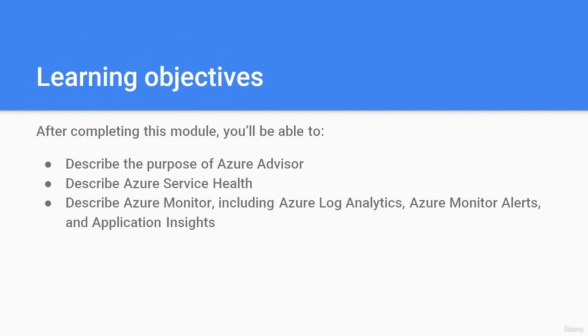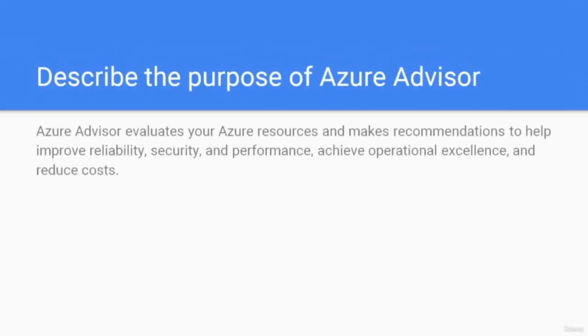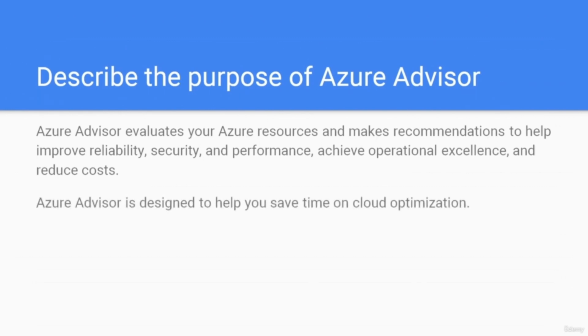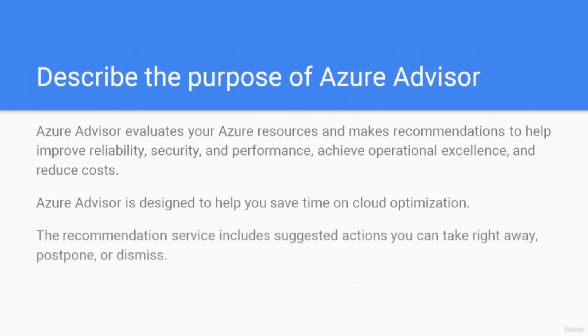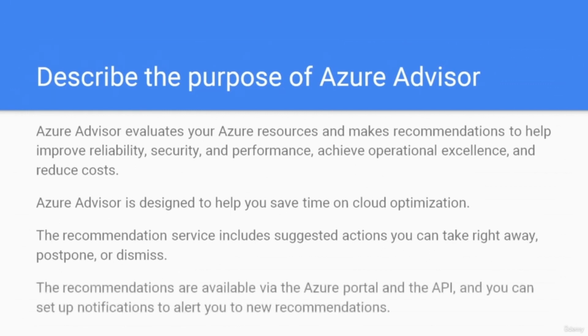Describe the purpose of Azure Advisor. Azure Advisor evaluates your Azure resources and makes recommendations to help improve reliability, security, performance, operational excellence, and reduce cost. Azure Advisor is designed to help you save time on cloud optimization. The recommendation service includes suggested actions you can take right away, postpone, or dismiss. The recommendations are available via the Azure portal and the API, and you can set up a notification to alert you to new recommendations.